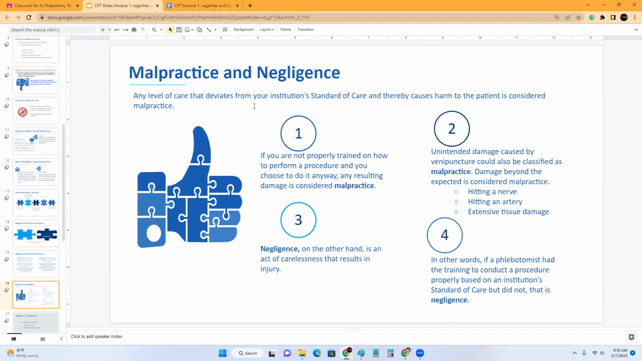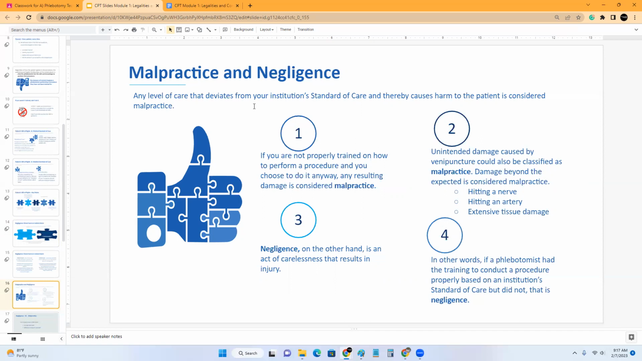All right, so malpractice and negligence. These are two different things, but they're kind of in the same category. They're the same thing, but the way it is determined whether it's malpractice or negligence is what separates them. We're going to go over a bunch of things. I'm going to explain that in a little more depth, okay?